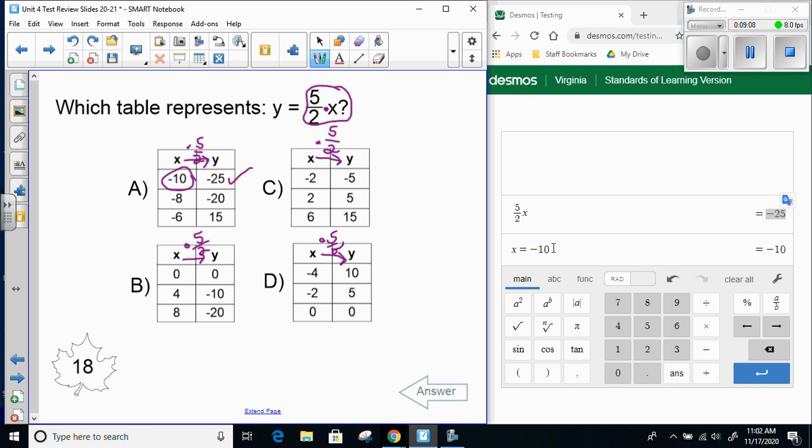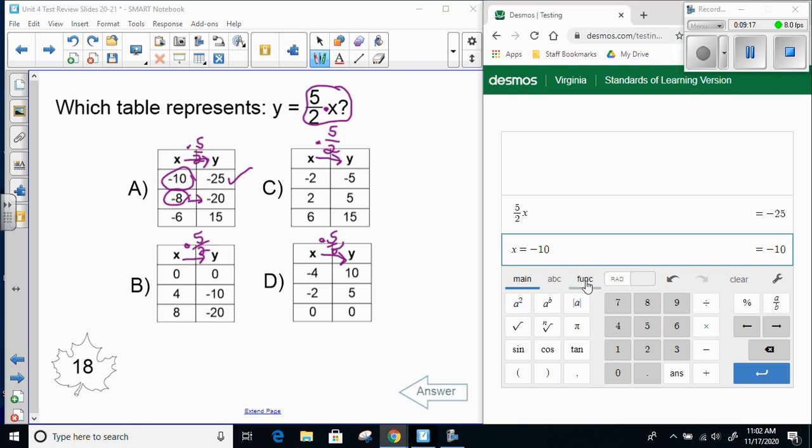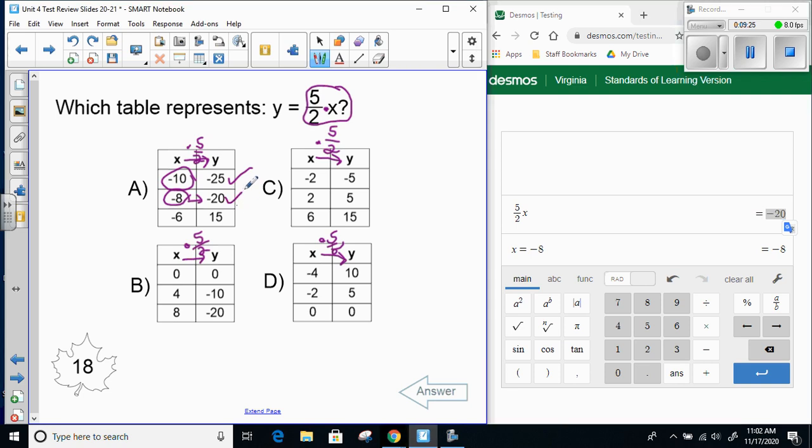So now I need to check for the next x value. The next x value in my table is -8. And when I plug that in, I should get a y value of -20. So I'm going to delete that and type in that x equals -8. And when I do that, Desmos is telling me that y equals -20. It's another match.